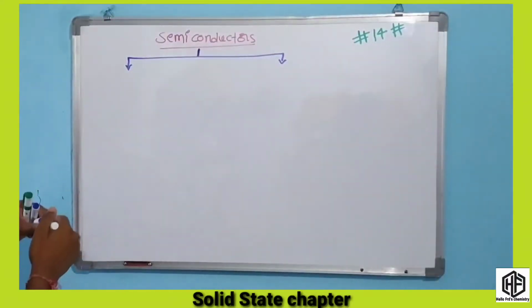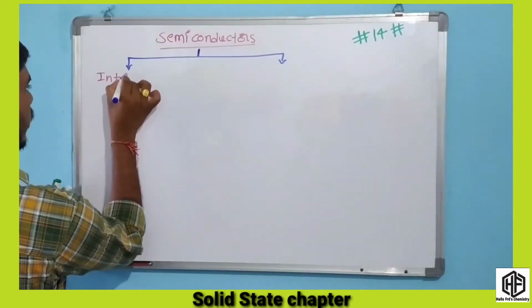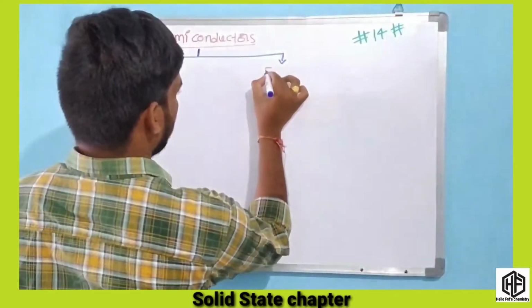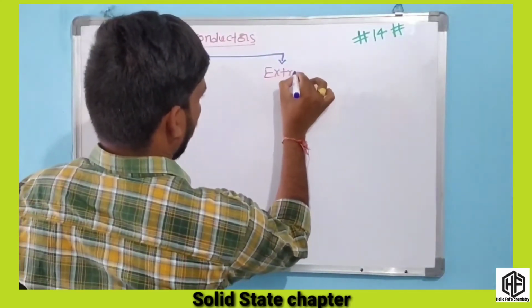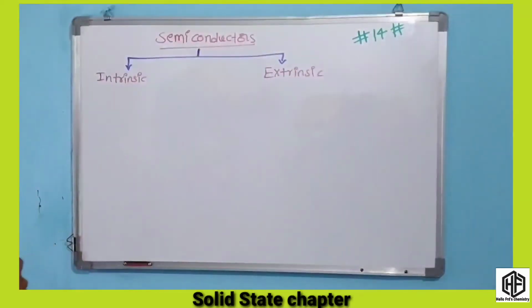Friends, semiconductors are classified into two categories. One is intrinsic semiconductors and the second one is extrinsic semiconductors. Okay friends, these are so much important.